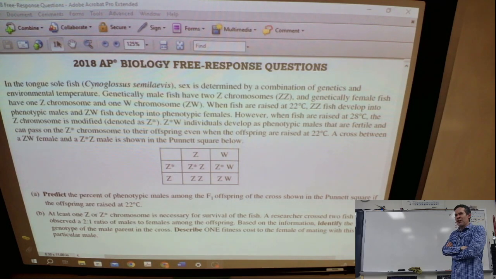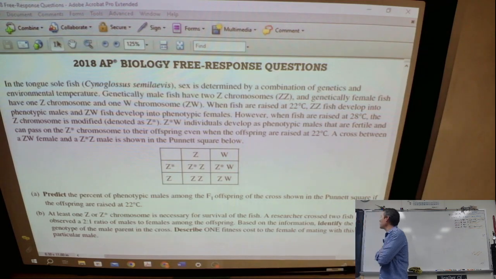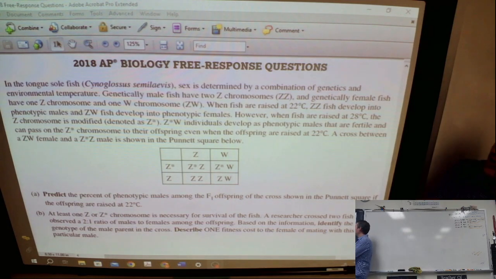Is it better if I read it or not? Does that just mess with you? Read it? Okay. So it says, in the tongue sole fish, sex is determined by a combination of genetics and environmental temperature. Genetically male fish have 2 Z chromosomes, ZZ, and genetically female fish have 1 Z chromosome and 1 W chromosome, ZW. When the fish are raised at 22 Celsius, ZZ fish develop into phenotypic males, and ZW fish develop into phenotypic females.